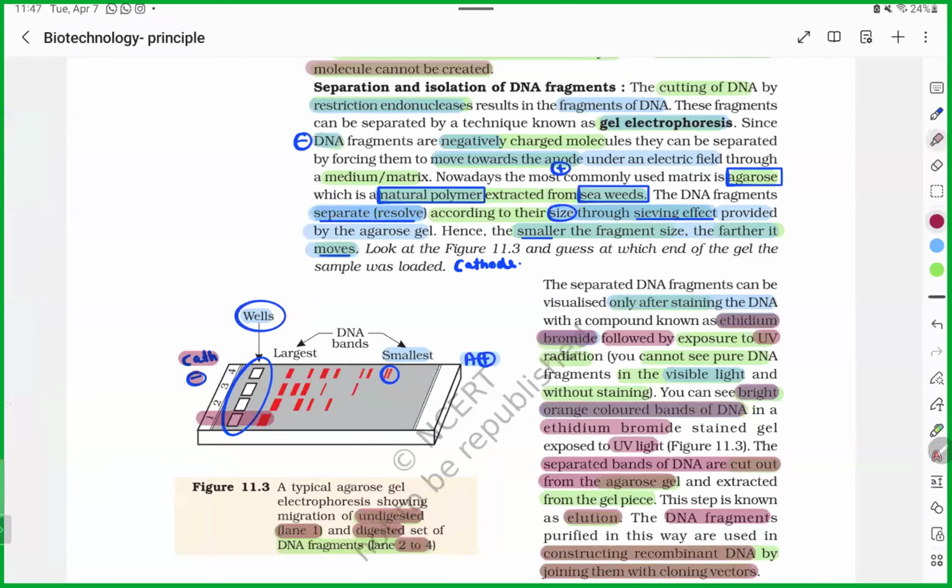Which lane will be digested and undigested? Digested 2 to 4, undigested 1, because it is biggest. No movement, undigested. Movement means digested. No movement of DNA, undigested. Movement of DNA.